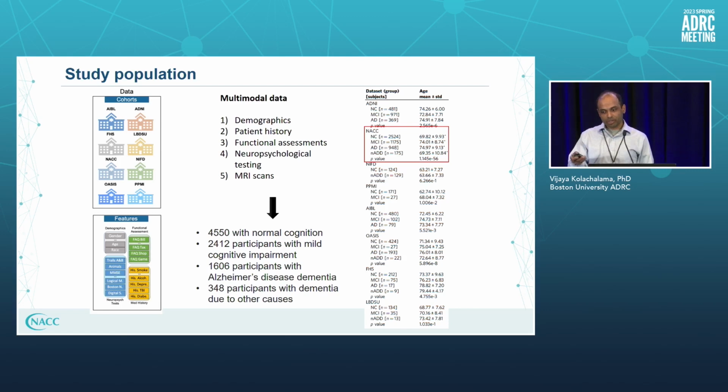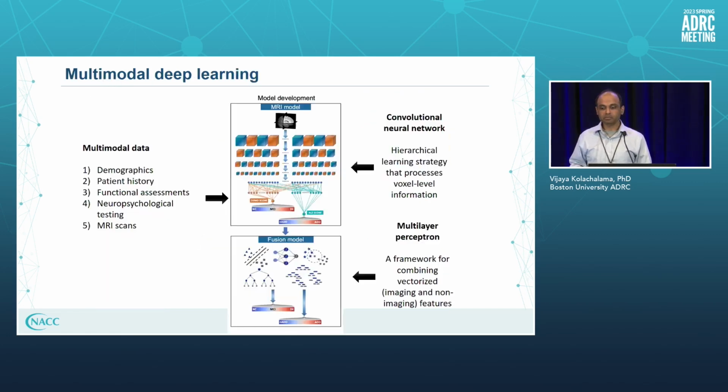And fortunately, we've also been collecting data from other cohorts, as you can see here on the right. Of course, NACC is the one that's highlighted, because we use NACC for training the model, and then use the other data sets to actually test the model.